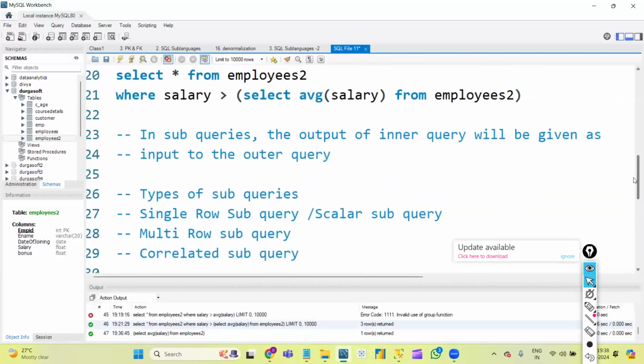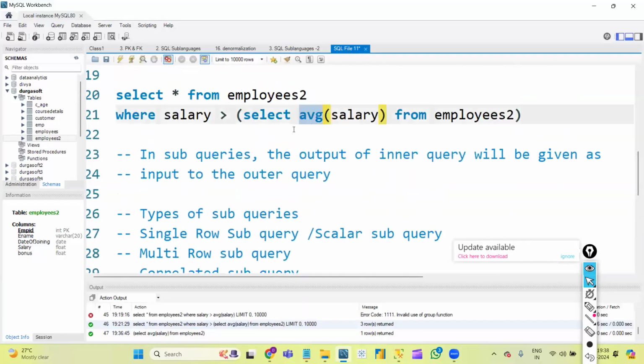I'm repeating: whenever I'm using aggregate functions in a subquery, I'm talking about the inner query here. Whenever I use aggregate functions in the inner query, this subquery will be called a single row subquery. Am I clear? Here we used average. The inner query is called a subquery. So the output of the inner query, the subquery, is displaying a single value only.